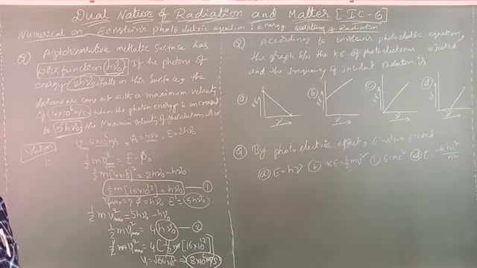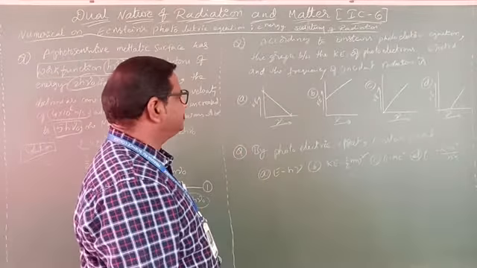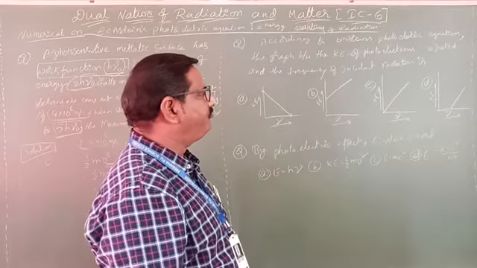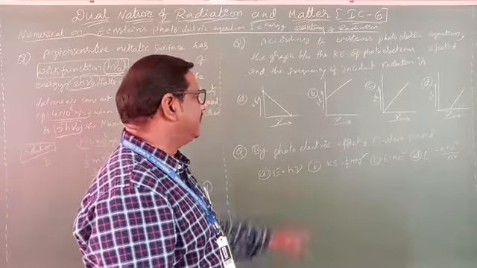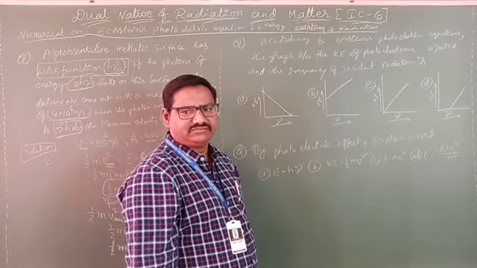Next one is: according to Einstein's photoelectric equation, the graph is given between the kinetic energy of photoelectrons ejected and the frequency of incident radiation.